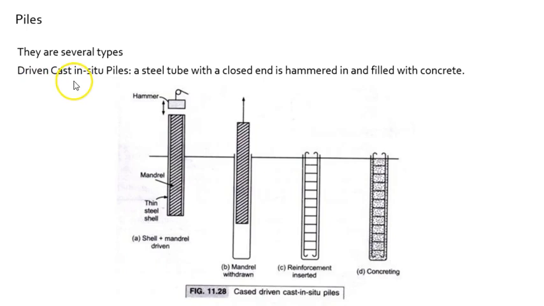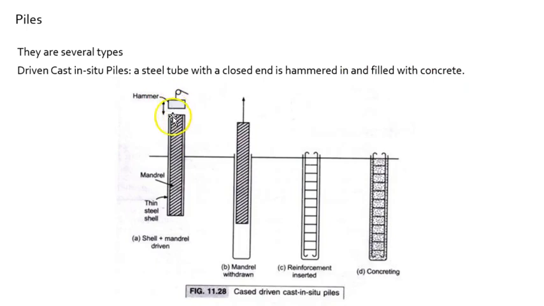Driven cast in situ piles. So driven, again, means it's forcibly put down. However, this is cast in situ, meaning in place. So it's cast in place. A steel tube with a closed end is hammered into the earth and then filled with concrete. So that's what we see here.